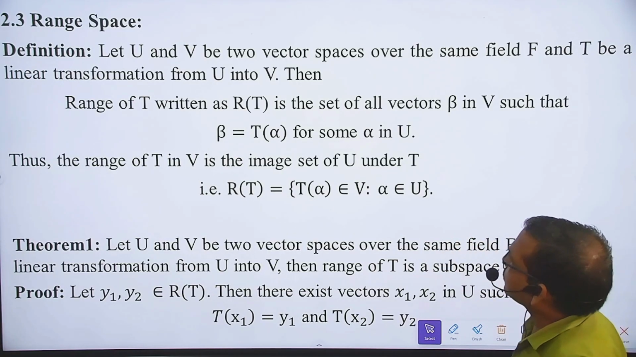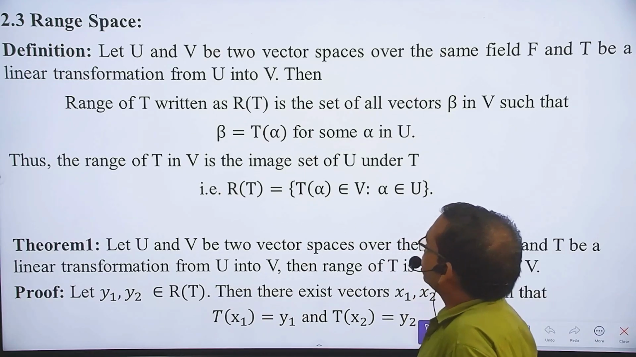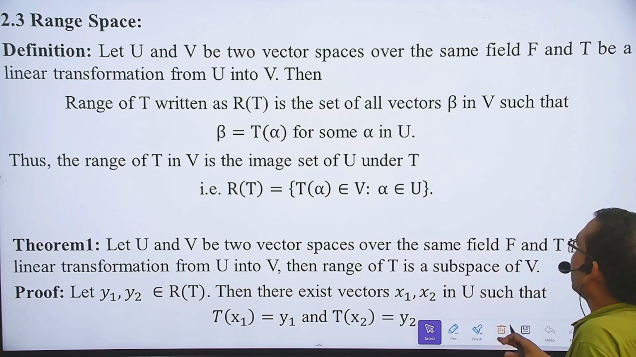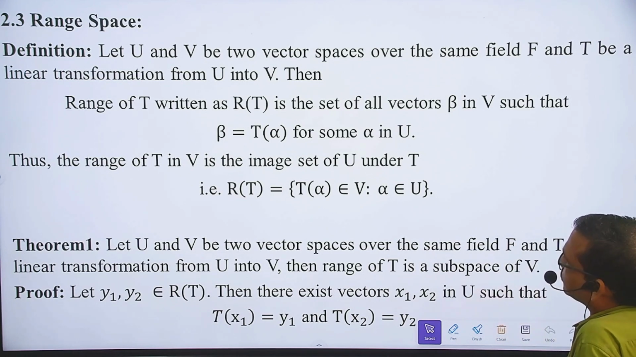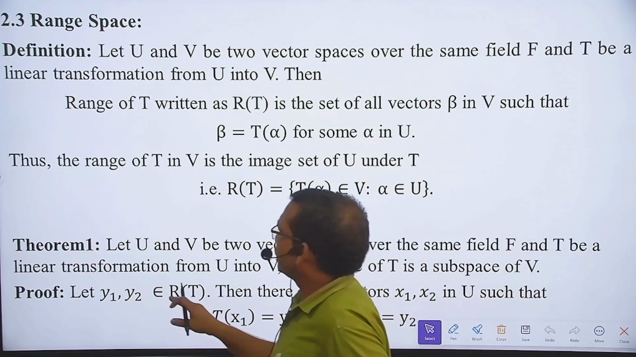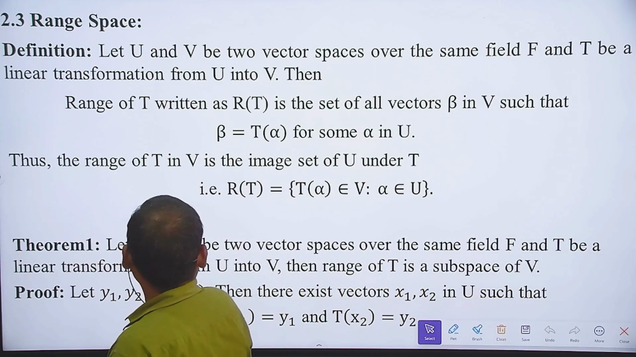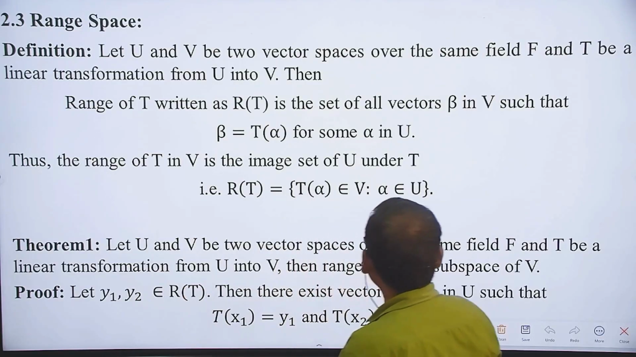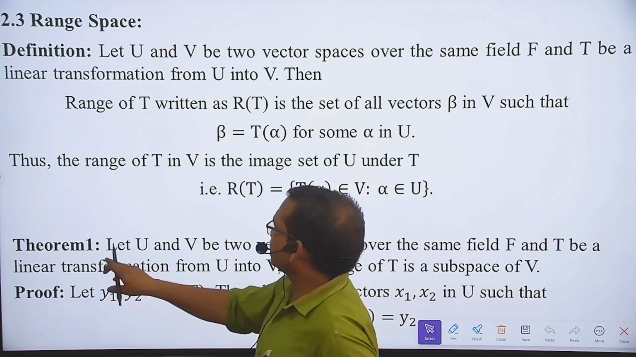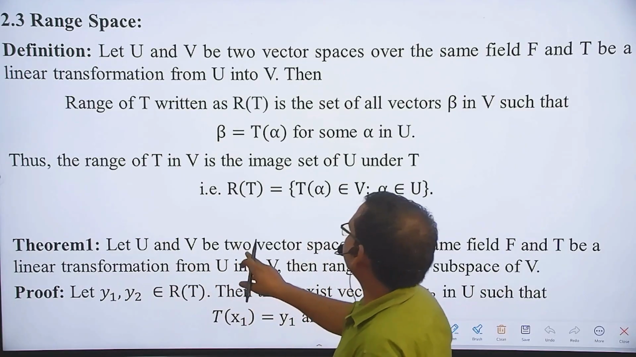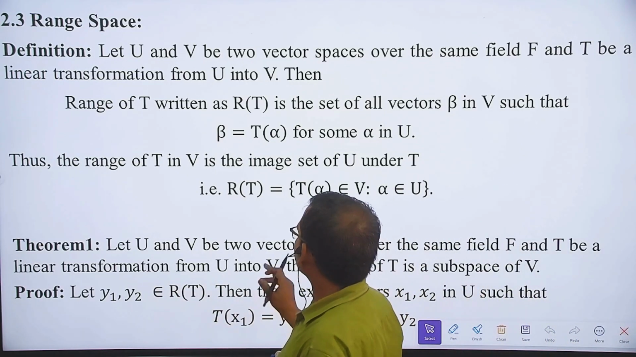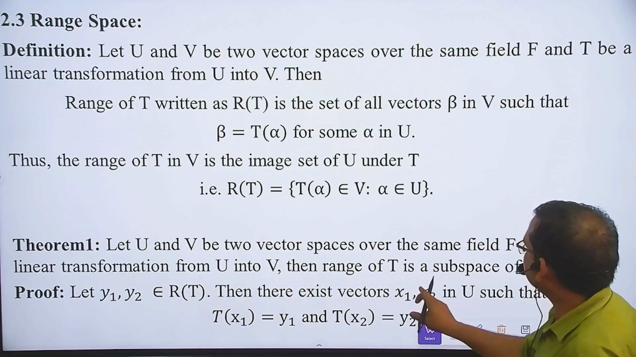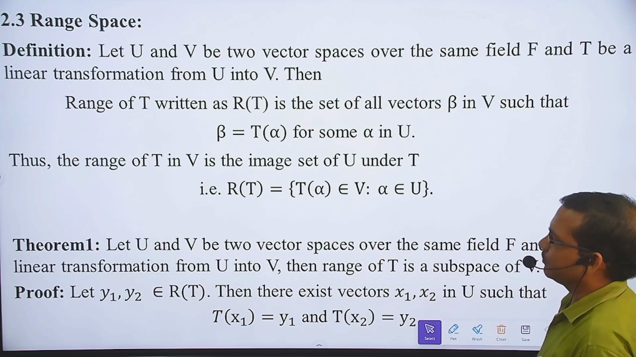This range space is also a vector space, a vector subspace of the codomain V. As a theorem, we will learn this result. The theorem is: let U and V be two vector spaces over the same field F, and T be a linear transformation from U into V. Then the range of T is a subspace of V.